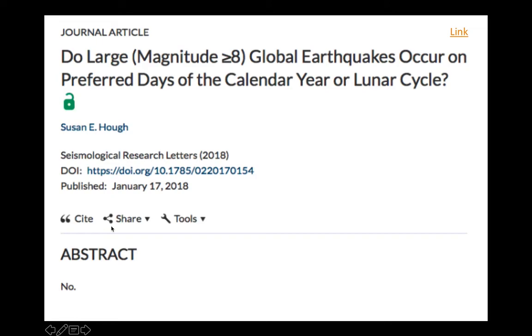It really irritates me. This is the abstract, which normally in a scientific paper is a short version of everything afterwards. And her abstract, she did it as a joke. The abstract is literally just the word no. Do large, greater than magnitude 8 global earthquakes occur on preferred days of the calendar year or the lunar cycle? And the answer is no. She talked to me about it, but my main problem with this is just that there's no information here. So if you want to figure out their methodology or anything else, you can't.